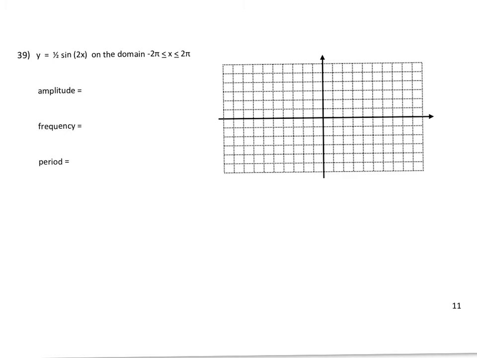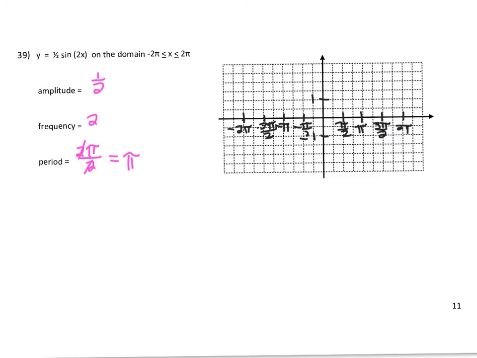Okay, number 39. So our amplitude is 1/2, and the frequency is 2. Now the period is 2 pi divided by the frequency. So since the frequency is 2, I'm just going to plug that into the denominator. And then these 2's cancel, leaving us with a period of pi.